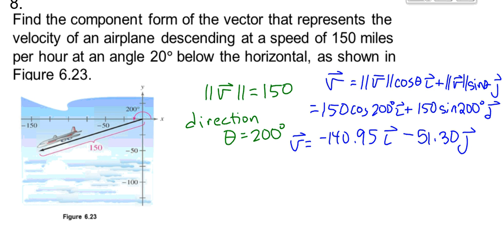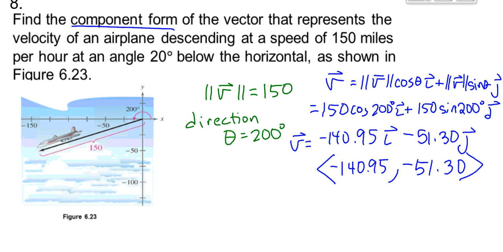But we were asked for the component form. That was on the last slide. So what is the component form? Just the less than symbol, negative 140.95, comma, negative 51.30. And that is the component form of the answer.